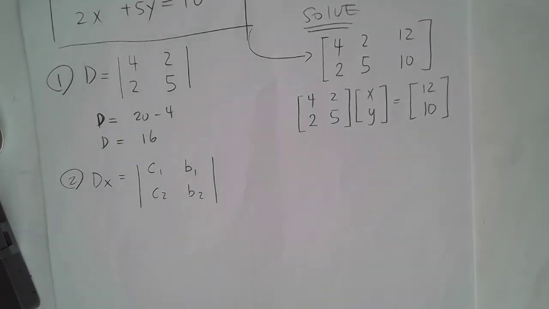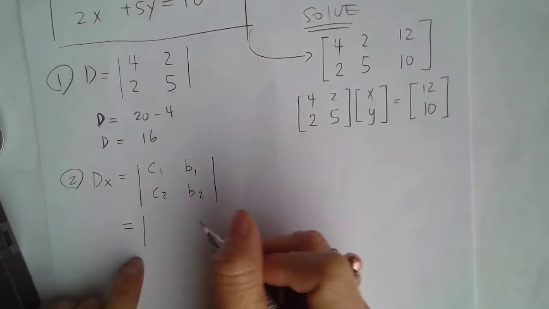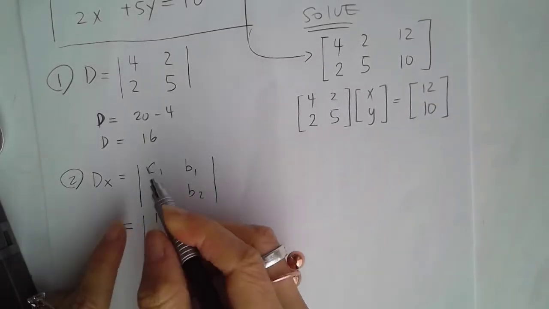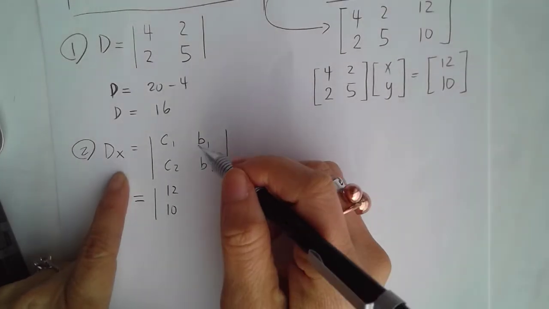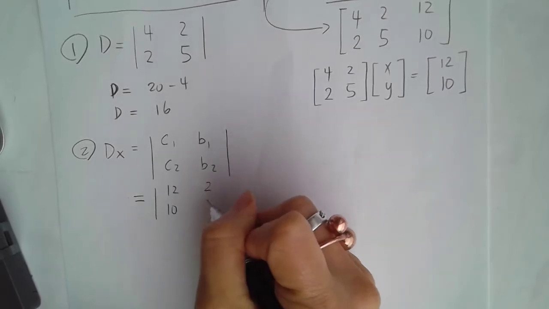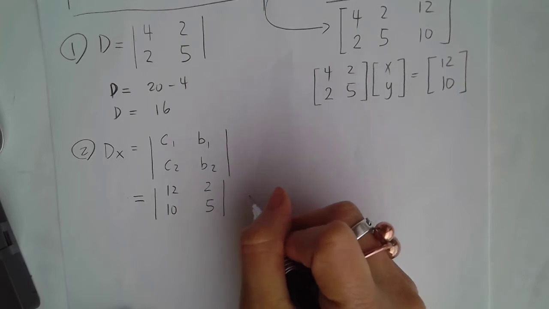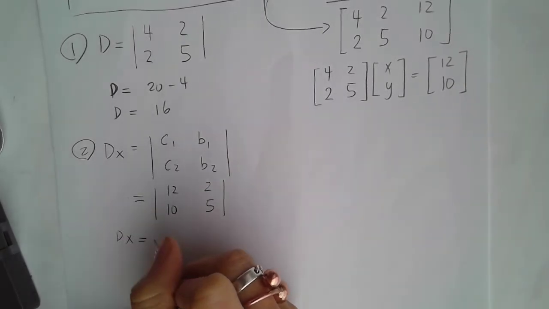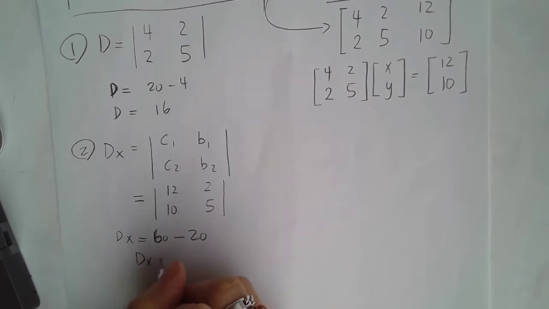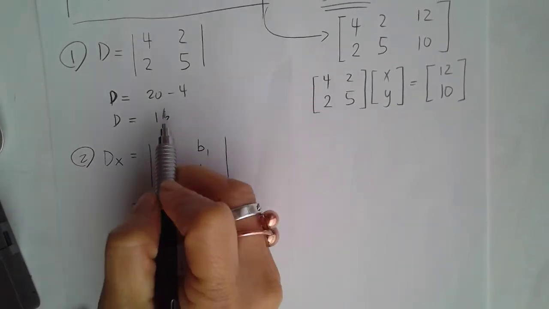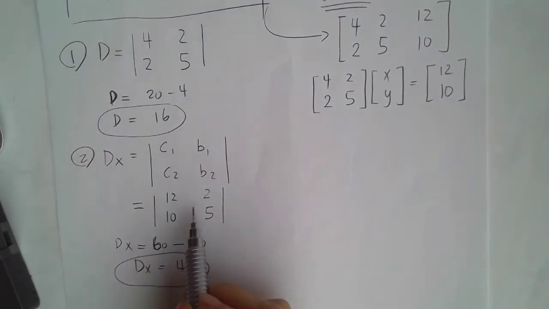So here's what we're going to do. C is always your constant. So C1, C2 is your 12, 10. If you're calculating the x, you replace x with the constants. But B1, B2 becomes 2 and 5, it's the y values. Now when we calculate D sub x, what do we calculate? It's 60 minus 20. So D sub x is 40. These are the values that we're going to have to use, so we're going to circle them.